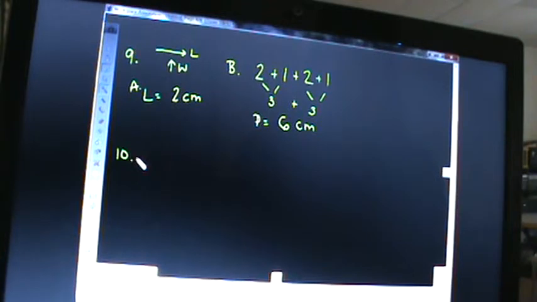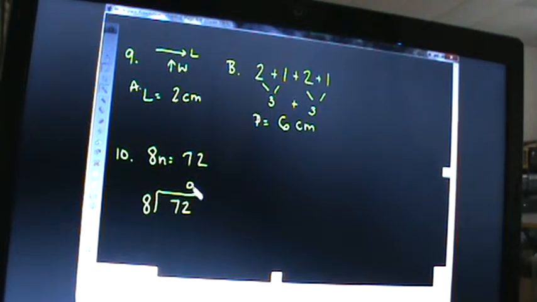Number 10. 8n equals 72. To find n, 8 times something equals 72. To find n, we need to divide 72 by 8. 8 will divide into 72 9 times, so n equals 9. Number 11, we have 1/3 plus 2/3. When we're adding and our denominators are the same, it stays at a 3. 1 plus 2 is 3, and 3/3 equals 1.